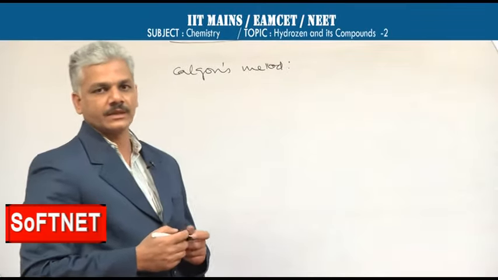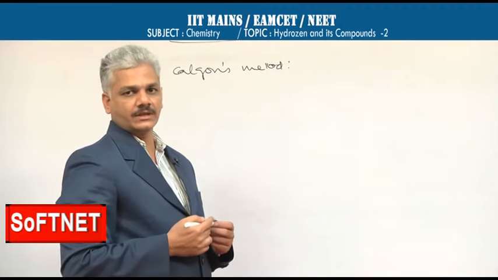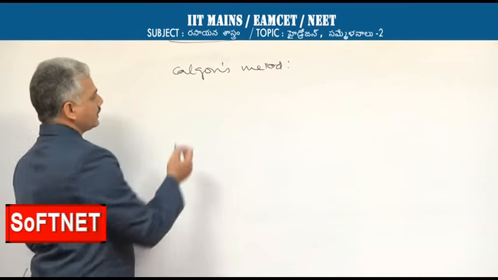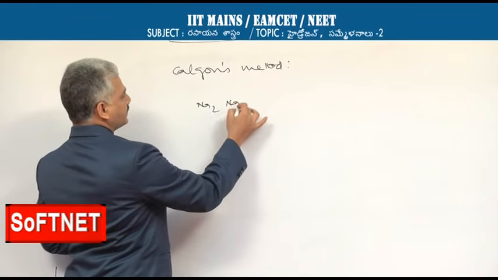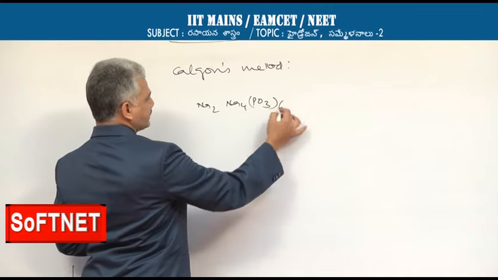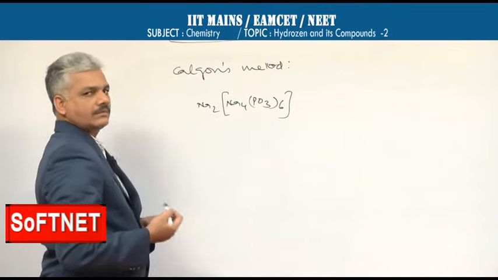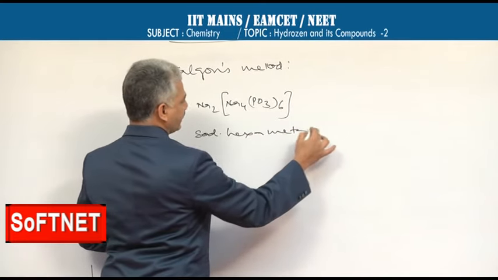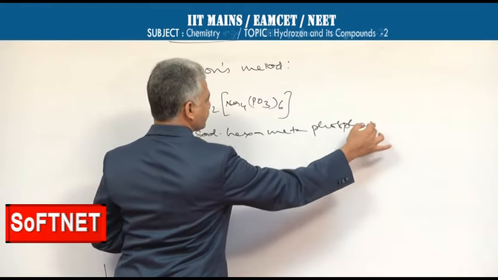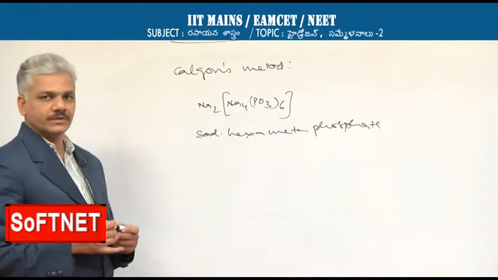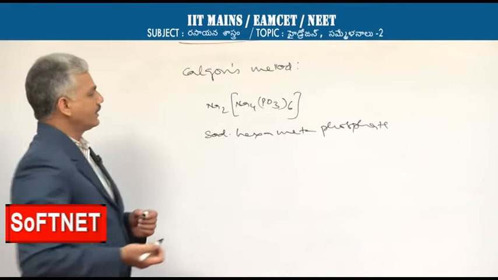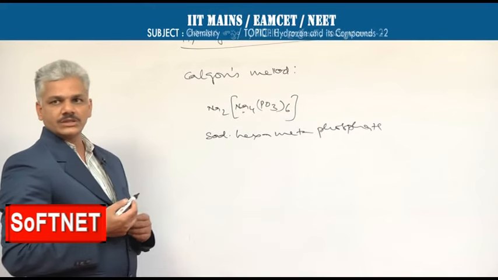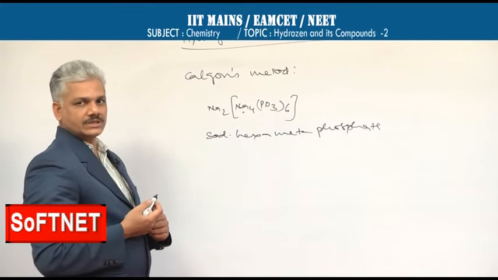Calgon's method. Calgon is the name of the chemical used to remove hardness of water. Calgon is chemically Na2[Na4(PO3)6], that is, (NaPO3) taken 6 times. The chemical name of Calgon is sodium hexametaphosphate. It is an example of a complex compound. The sodium ions present inside the complex sphere can be exchanged for calcium and magnesium ions.